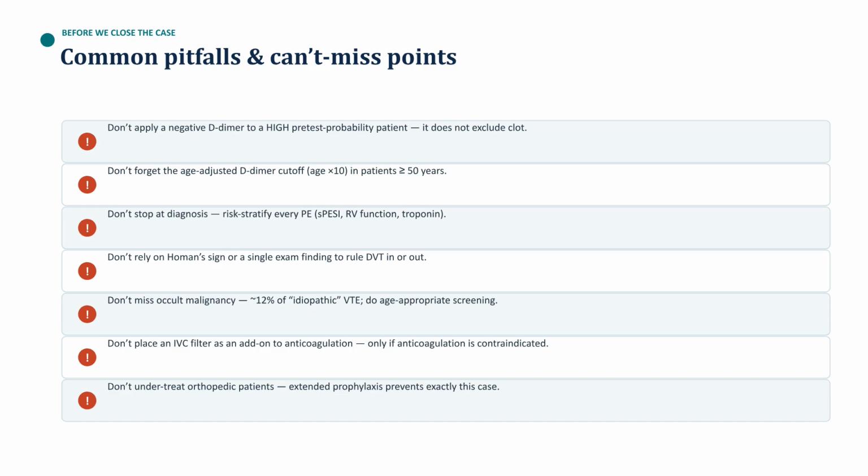LMWH is preferred, especially in cancer or pregnancy. Unfractionated heparin is indicated for unstable patients or those needing thrombolysis. DOACs allow for outpatient care but are contraindicated in unstable patients. Always screen for HIT if starting heparin-based therapy.